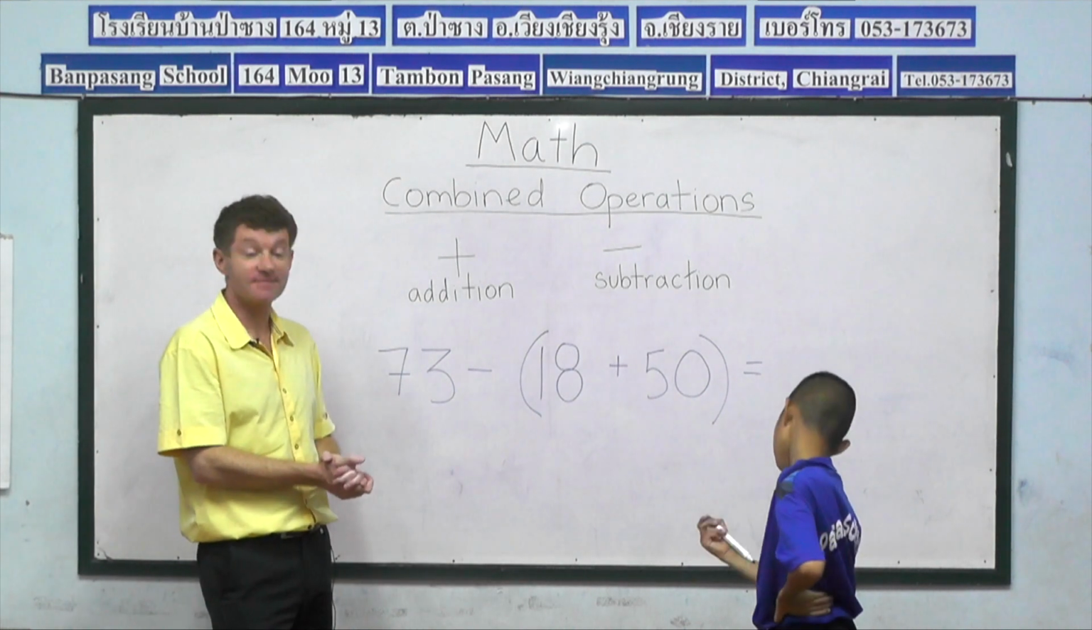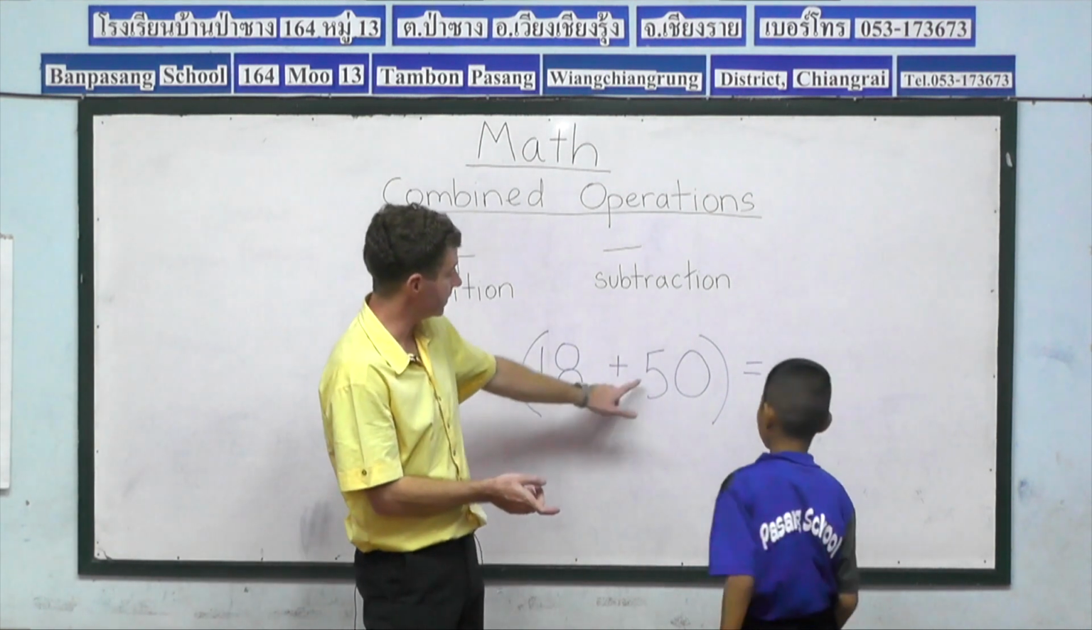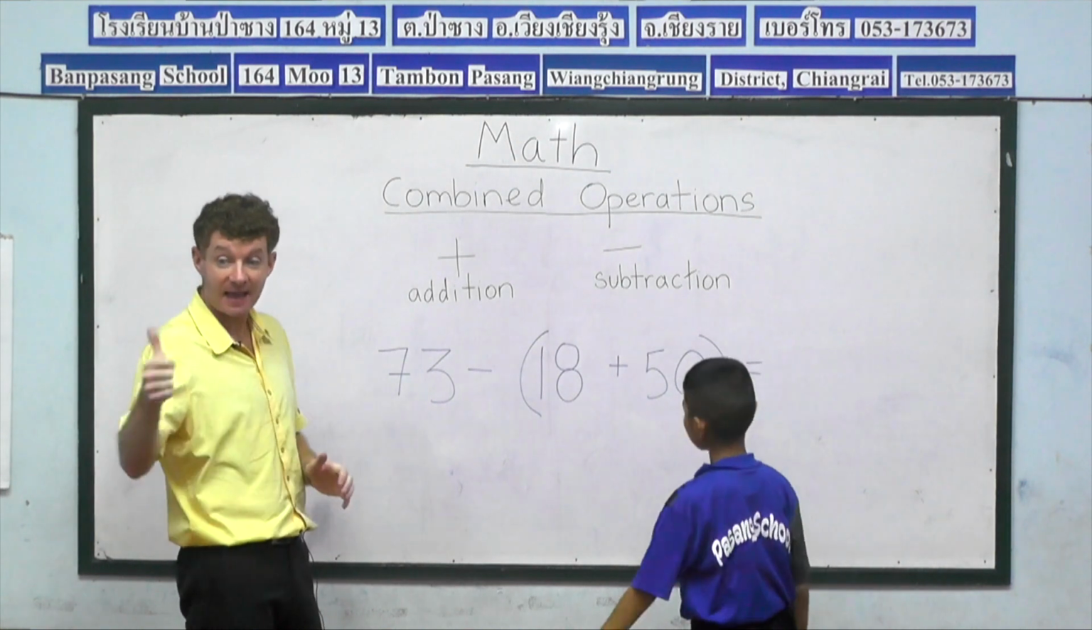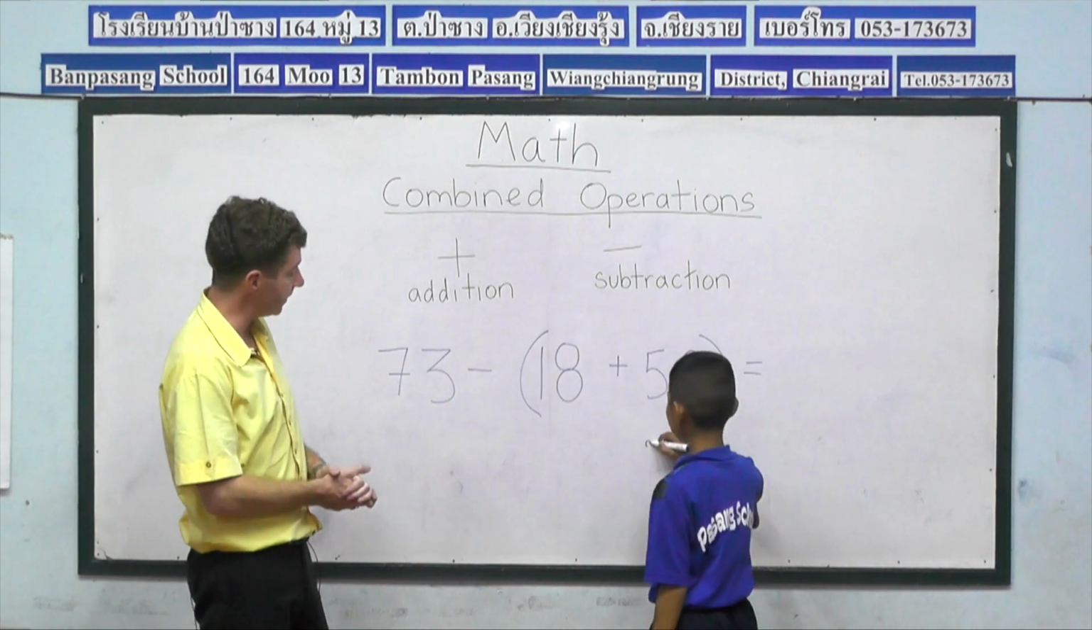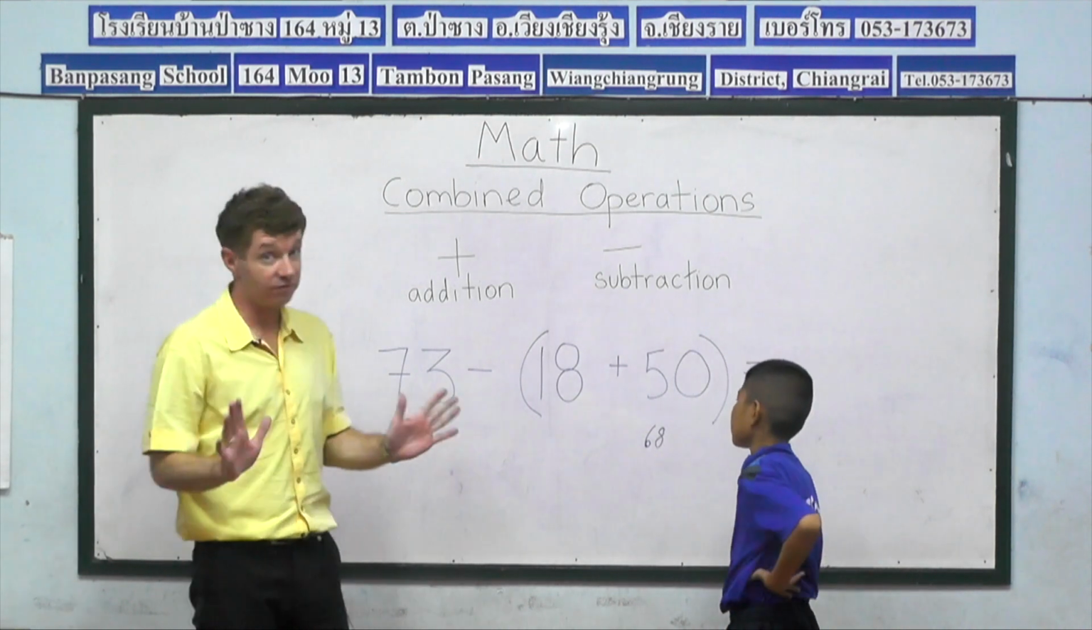In the brackets. Excellent. So Bangpon, first calculation, 18 plus 50 equals 68. Equals 68. Excellent, Bangpon. So can you write 68? Perfect. But we're not finished yet.